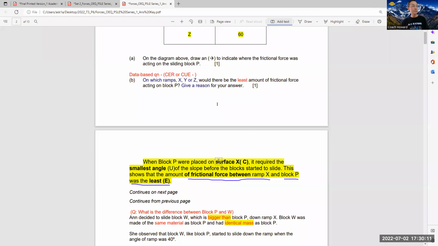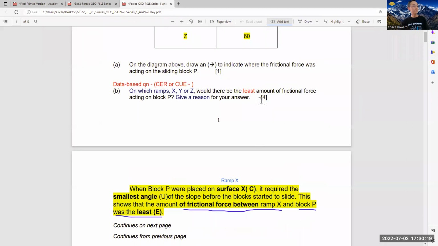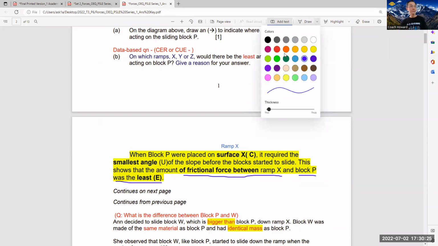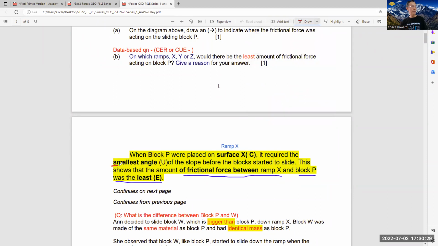Ramp X. Okay, not surface vector, ramp X. So the key point is you must mention it requires the smallest angle. So this part also take note. It requires the smallest angle of the slope before the block starts to slide. Okay, I will save it and send to you.